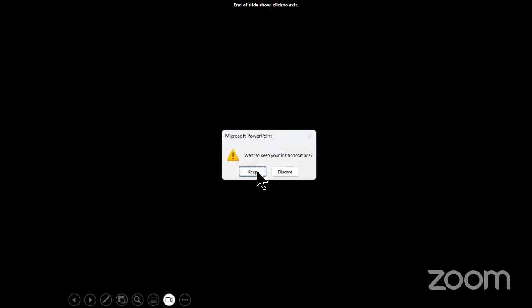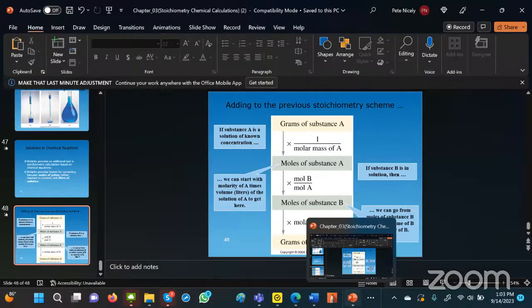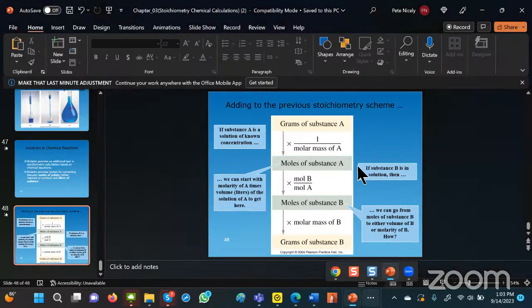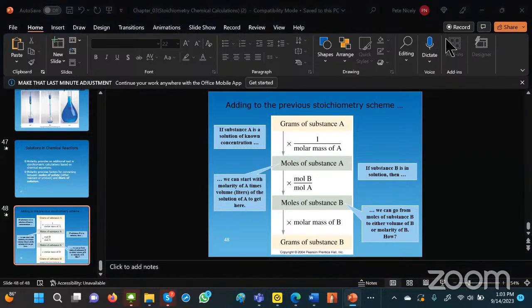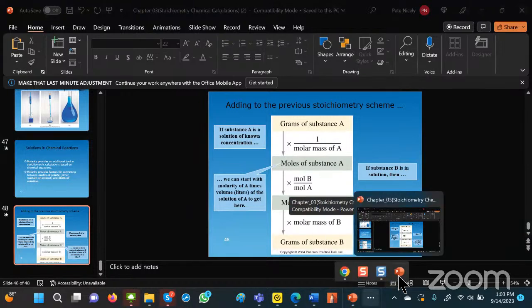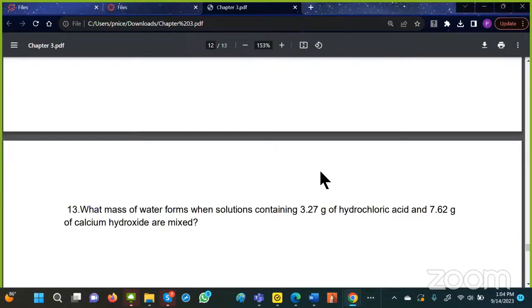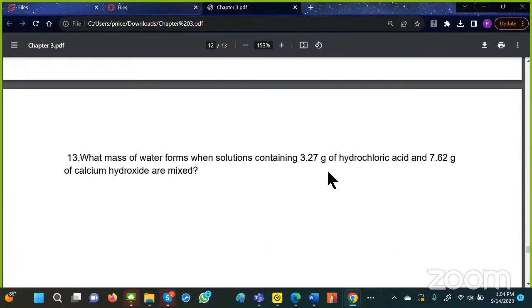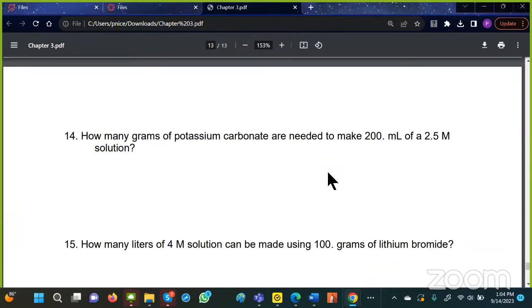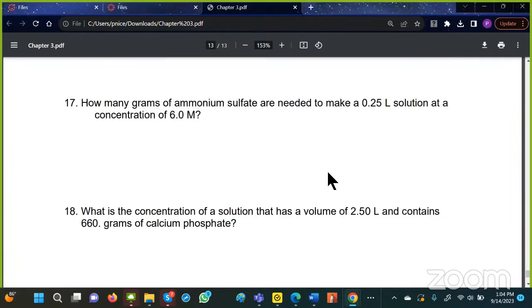Okay, so I thought I had an example, but I guess not. Let me see here. Let me bring up assignment number 3. I want to see if there's a solution stoichiometric type problem. If not, I'll just search for one online and then we can do it together. Okay, there's none here, all right.